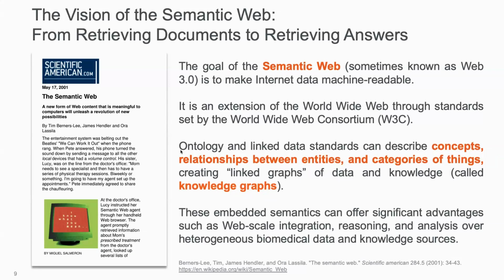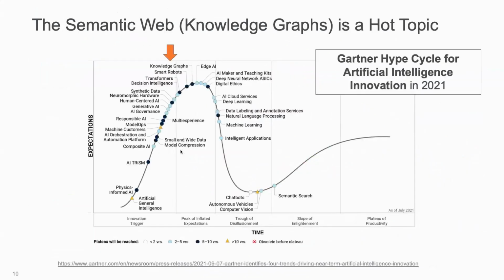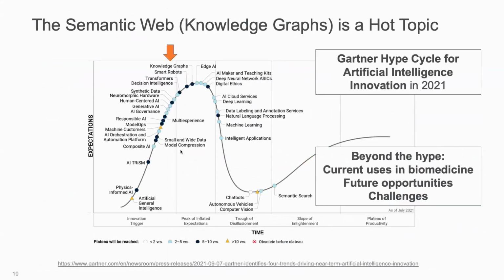And one of the benefits, apart from making the web more machine readable, is that this embedded semantics can enable web scale integration, reasoning, and analysis of heterogeneous biomedical data and knowledge sources. And if you follow the Gartner Hype Cycle, knowledge graphs or the semantic web is considered a very hot topic. It's included at the top of this hype cycle for innovation in artificial intelligence in 2021.